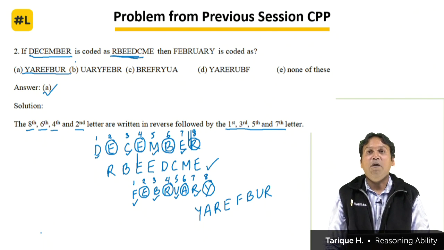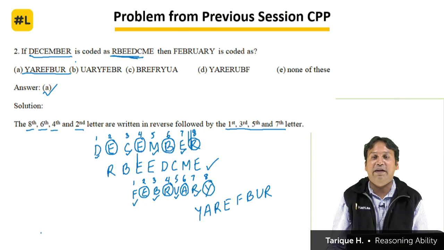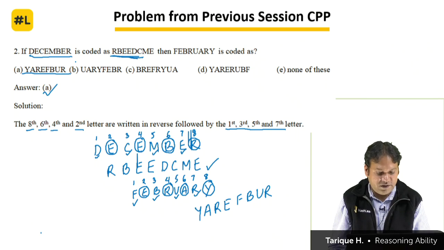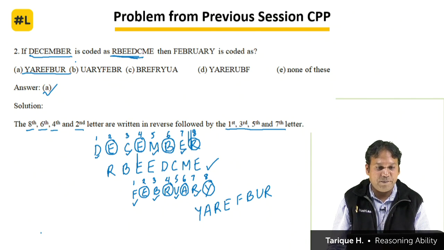So what type of coding question is this one? This is the swapping coding question. We are not shifting any letter, we are not using any symbols or number positions, we are just swapping, interchanging the position of the letters in the given word.